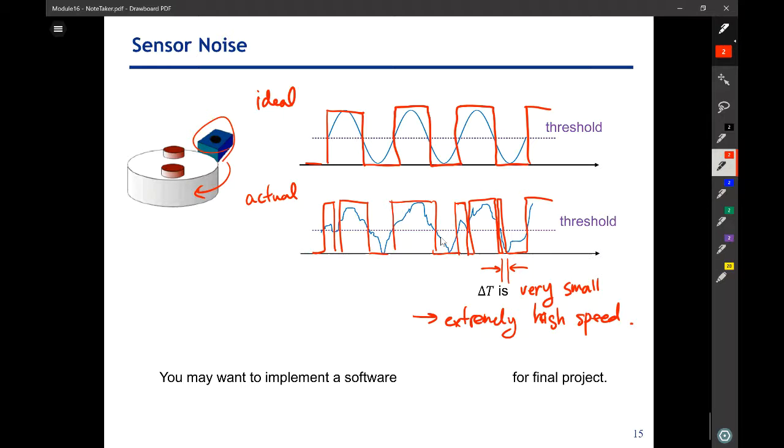In your final project, you may want to implement a software debouncer. We're going to talk a little more about this debouncer later, but you should expect this kind of effect for this module 16. Sometimes you may have an extremely high speed, just because of this noisy signal coming from the Hall effect sensor. That's all I have, and have fun with your lab.